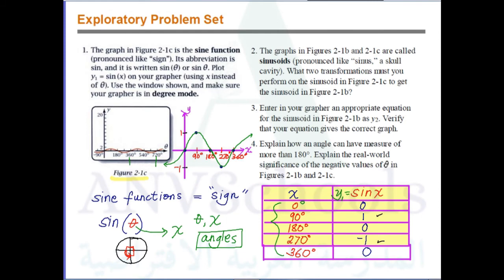Okay, next, number 4. Explain how an angle can have a measure of more than 180 degrees. Explain the real-world significance of the negative values of theta in figures 2-1b and 2-1c. Okay, so first, explain how an angle can have a measure of more than 180 degrees.